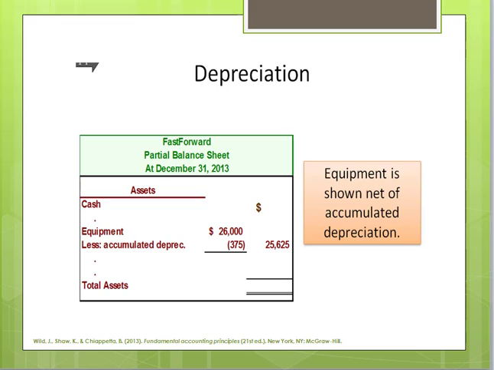Okay. And here is an example of a partial balance sheet. We can see how that accumulated depreciation follows the equipment. And on the balance sheet, we would report the equipment at that net carrying value of $25,625, which is simply the cost of $26,000 less the accumulated depreciation.